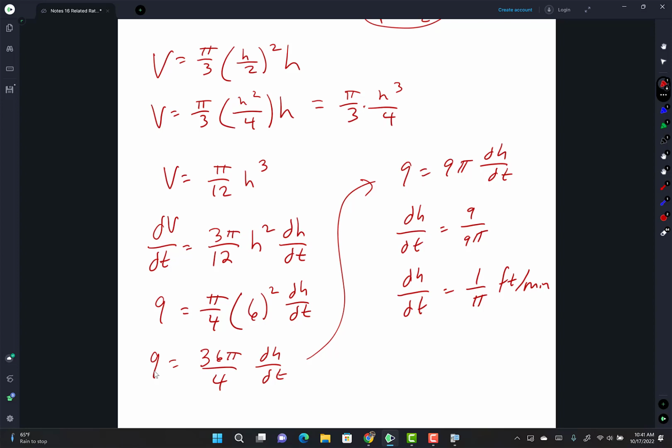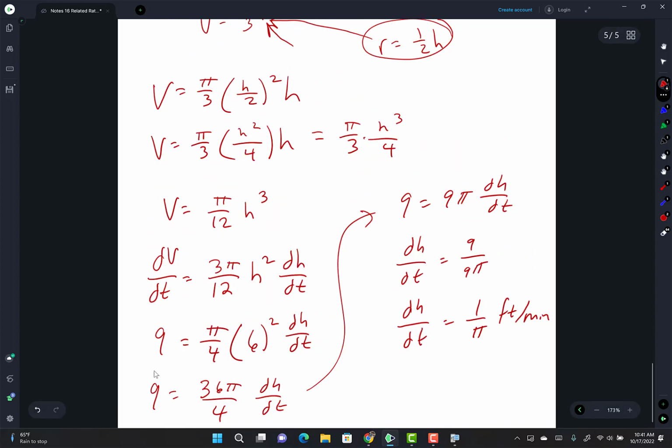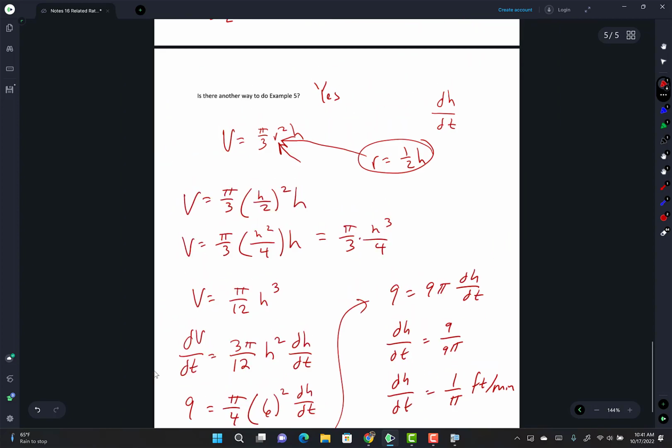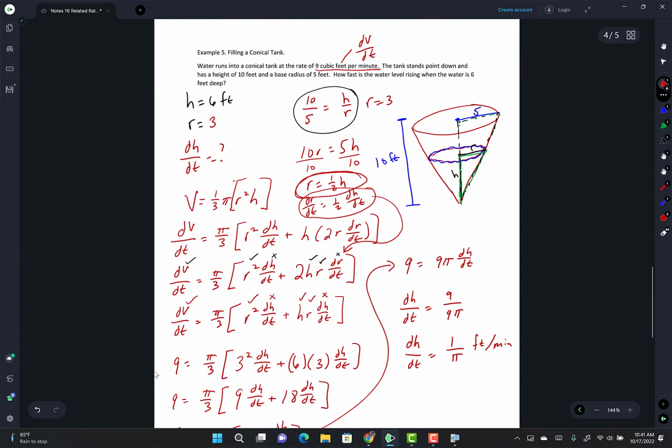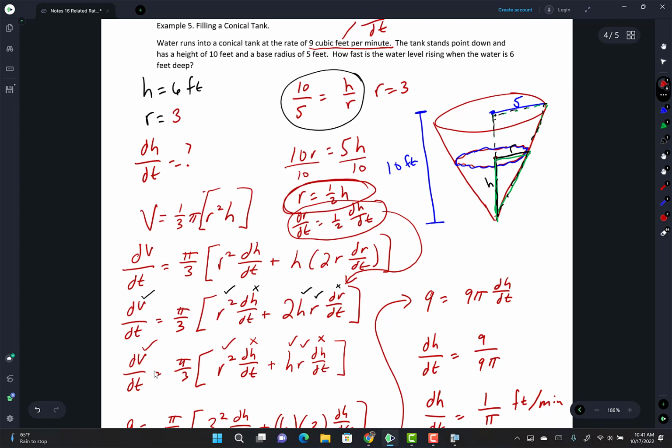Isn't this cool? No, you would have gotten it. All it is geometry. Can you figure out similar triangles? Yes or no? All right. We have a handout to do, guys.